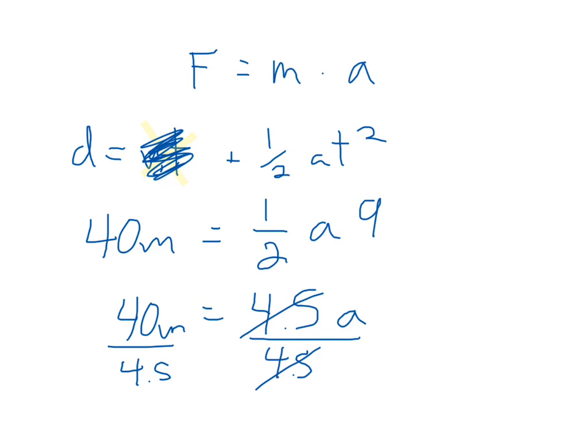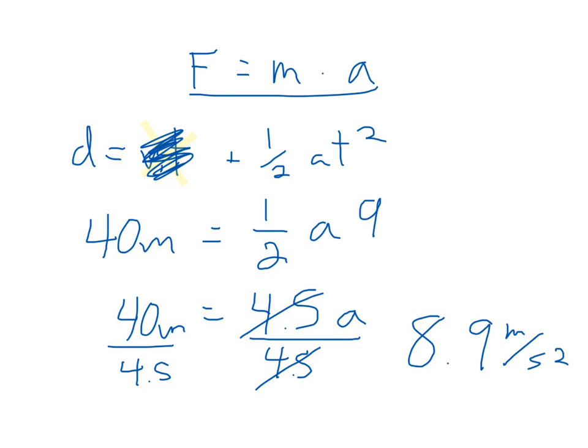Okay? So now, if we divide both sides by 4.5, 4.5 cancels out, and we're left with 8.88888 repeating. So that would round up to 8.9 what? It's an acceleration, right? 8.9 meters per second squared. All right, so we found the acceleration that we needed.